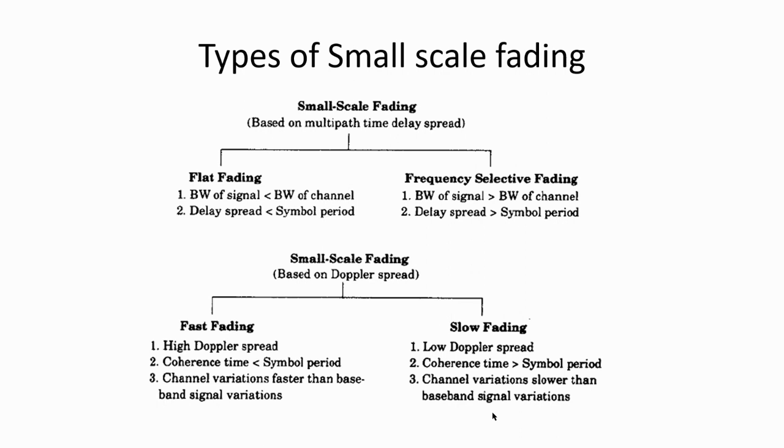Whenever either the transmitter or receiver is moving faster, the channel varies continuously. If the channel variation is faster than the baseband signal variation, that is called fast fading. If the channel variation is slower than the baseband signal variation, that is called slow fading. So these are the types of small scale fading. Small scale fading occurs because of multipath effects, and it can be classified with respect to multipath delay spread or Doppler effect. Based on the multipath delay spread, we have flat fading and frequency selective fading, and based on the Doppler effect, fast fading and slow fading.